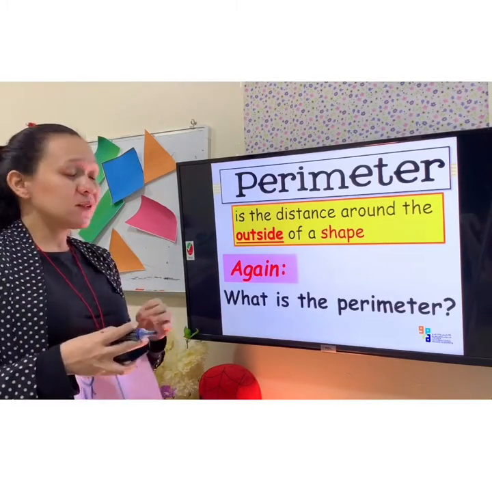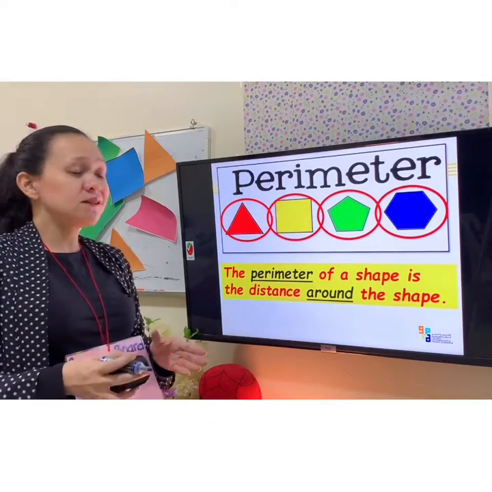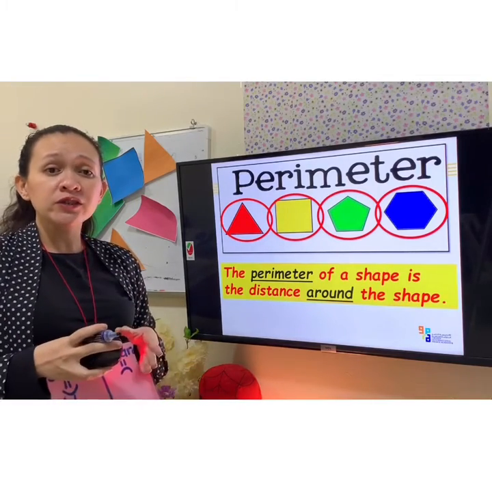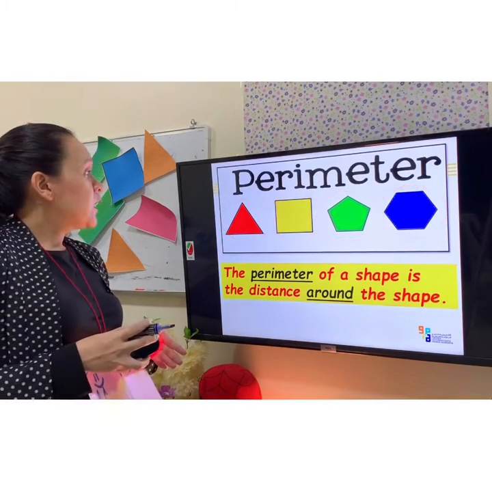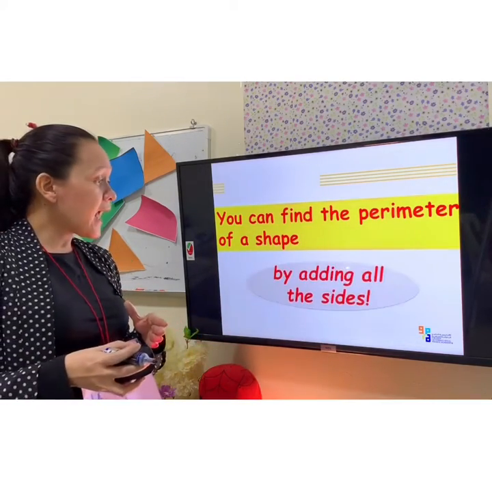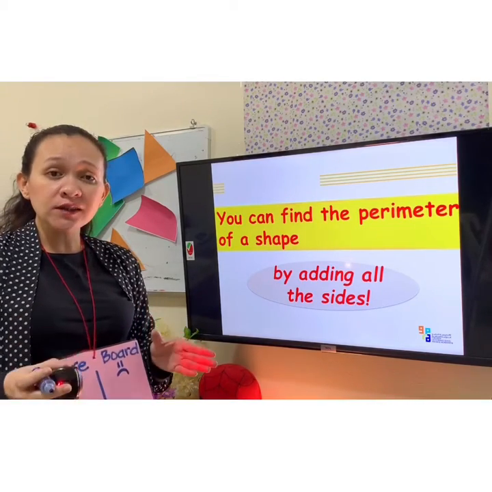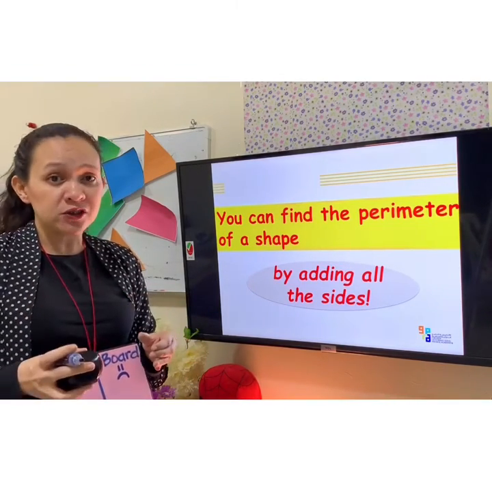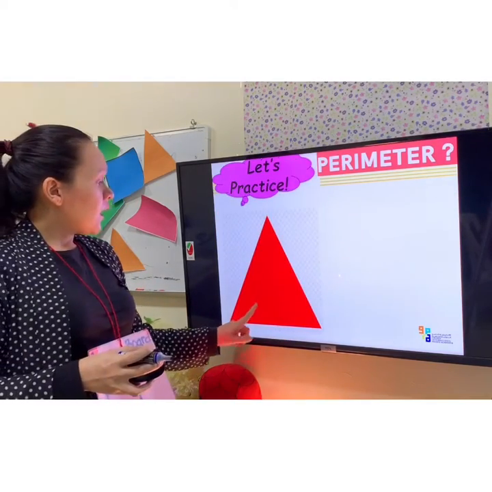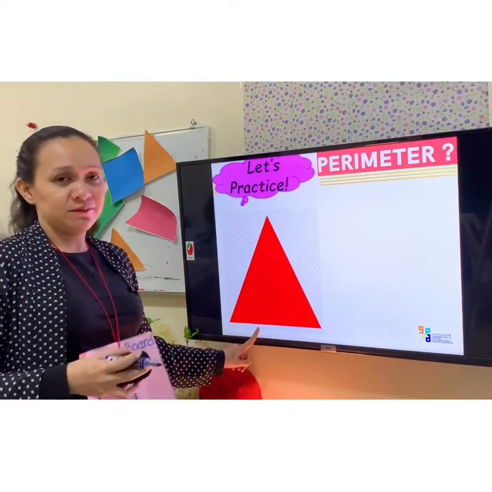Again, what is the perimeter? The perimeter of a shape is the distance around the shape. Then how are we going to get the perimeter? You can find the perimeter of a shape by adding all the sides. Again, you're going to add all the sides so that you can get the perimeter. Now, I have here one example. I have here one shape, a triangle.